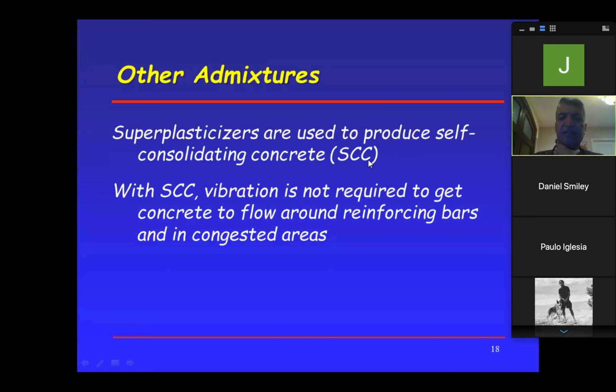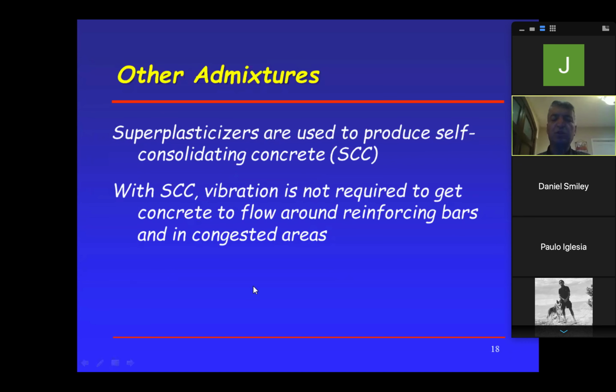Okay, with self-consolidated concrete, SCC, vibration is not required to get concrete to flow around reinforcing rebar and in congested areas. So it will go by itself. But honestly, you don't see that a lot on a construction site. You see it sometimes in bathrooms and things like that.